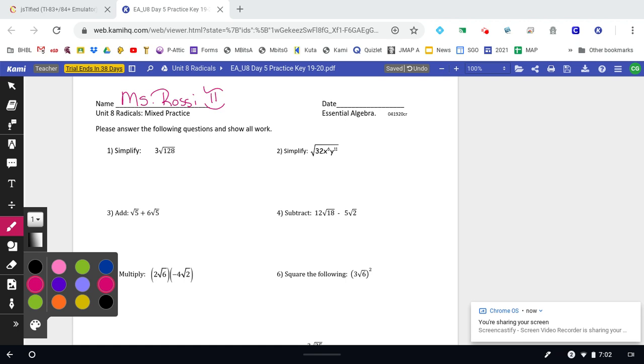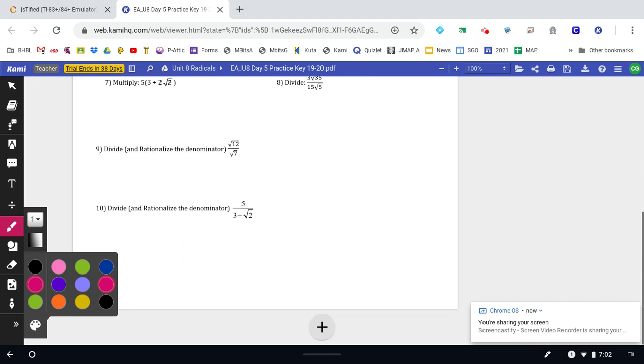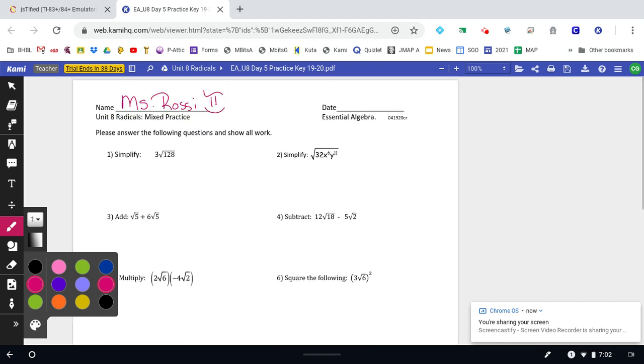Everyone, I'm here to walk you through the Unit 8 radicals practice that I gave you guys for day 5. I just want to make sure that everybody is understanding how to do all of the different radical operations. So we're going to do the first 10 questions together.